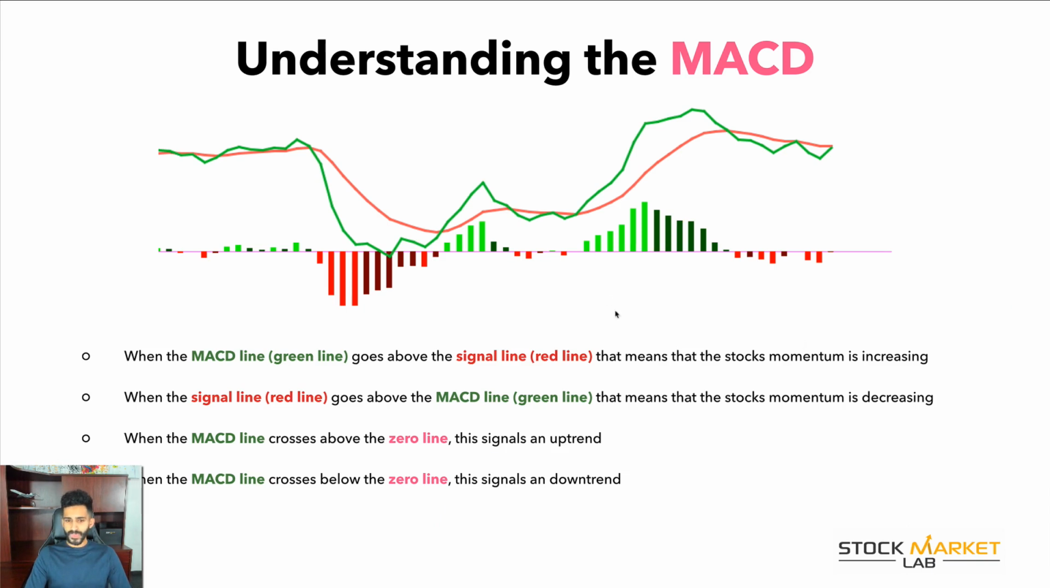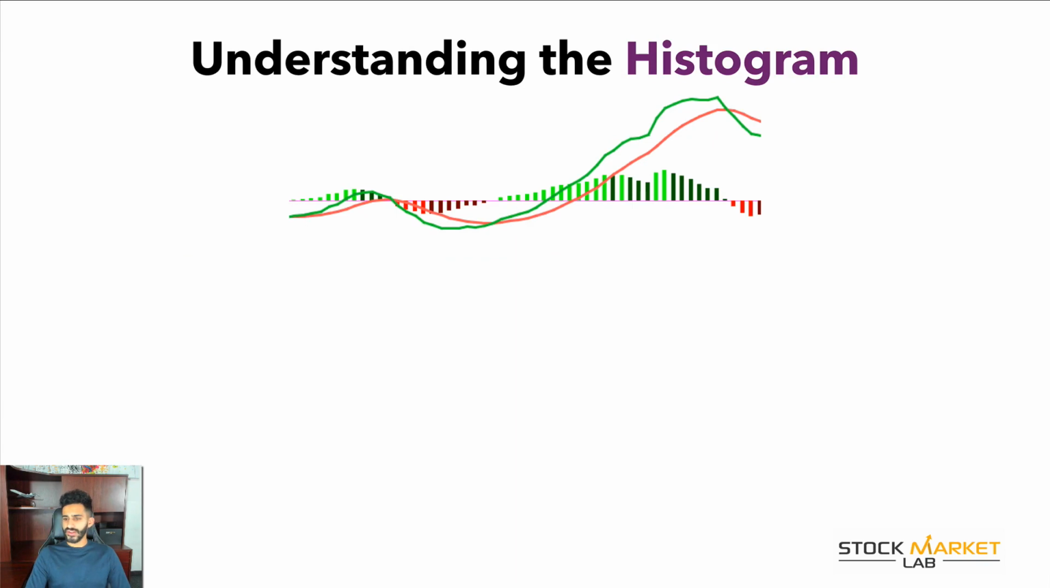Now, so we broke down the MACD. Let's understand the histogram. So this is the histogram. Let's break that down and have a better understanding of it. So what is the histogram? As I mentioned, the histogram shows us the difference, the gap, between the signal line and the MACD line.